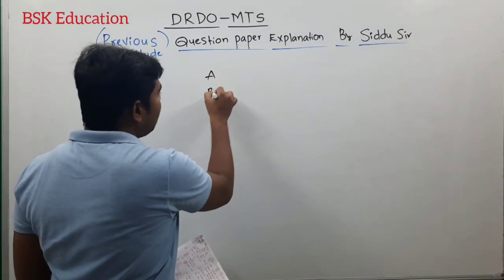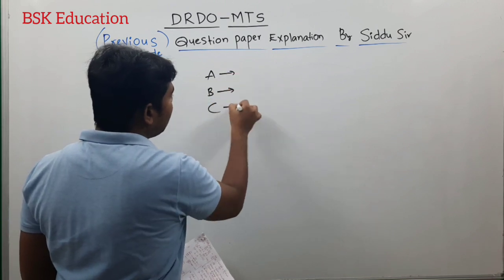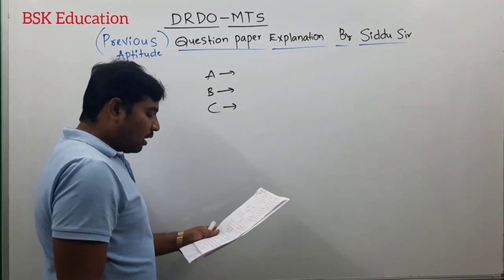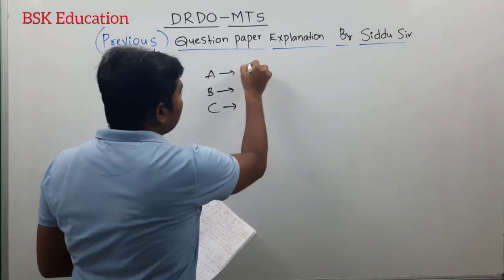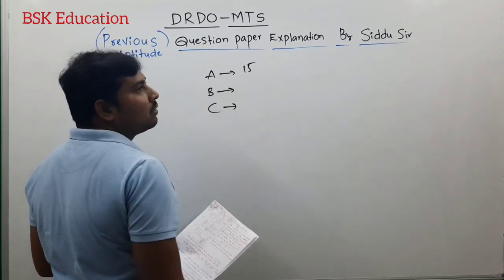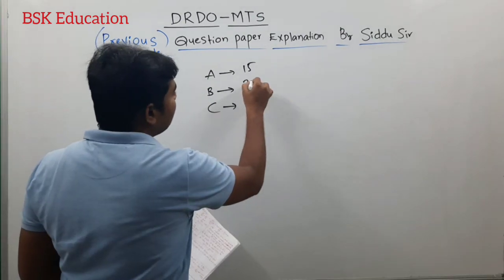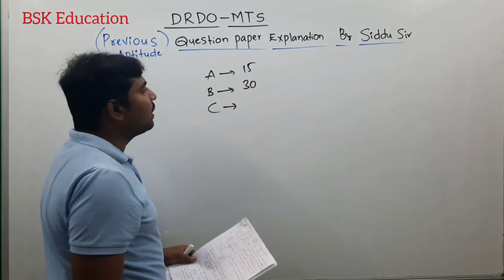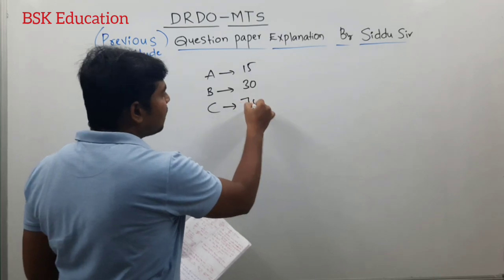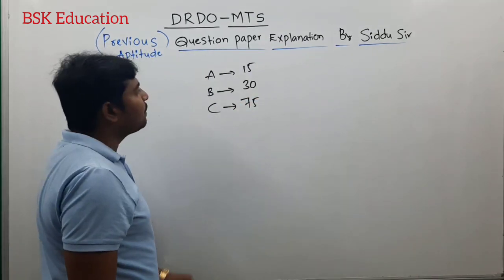A, B, C are working together and working alone. A can alone do a piece of work in 15 days. B can do a piece of work in 30 days. And C can do a piece of work in 75 days respectively.